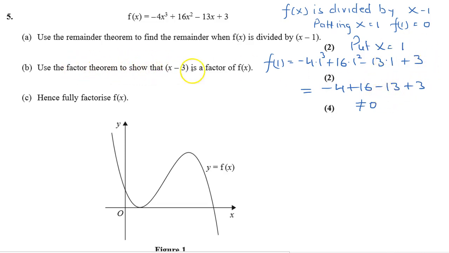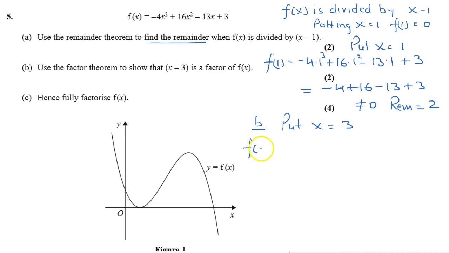Use the factor theorem to show that this is a factor. So now we have to find the remainder. The remainder will be 17 plus 19. So the remainder is 2. Now part B: put x is equal to 3 and let us see.